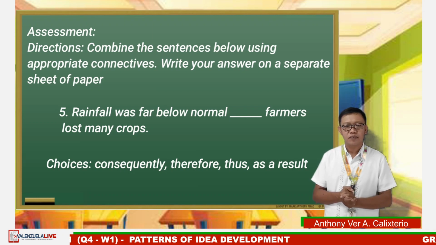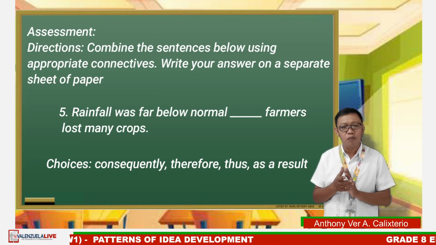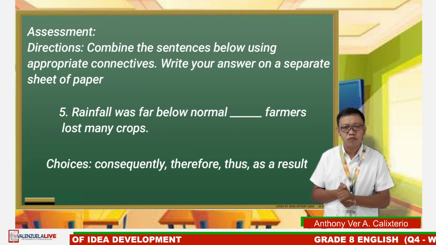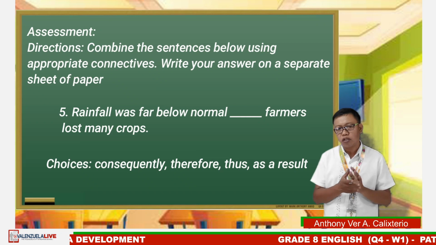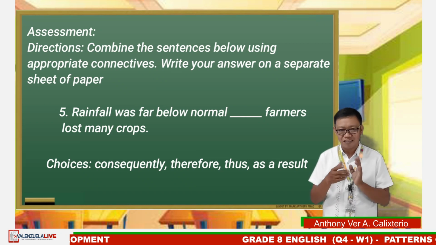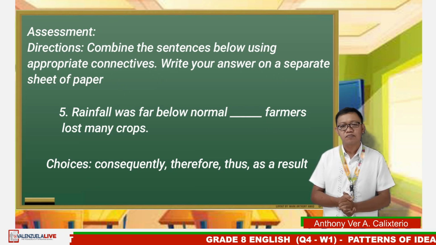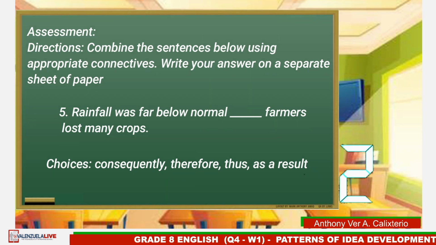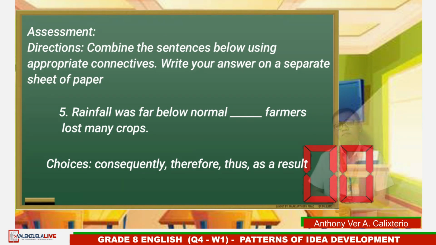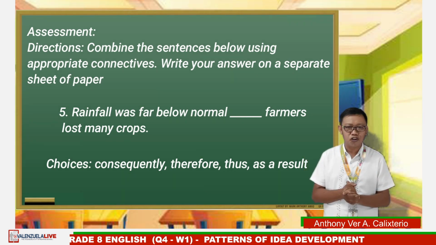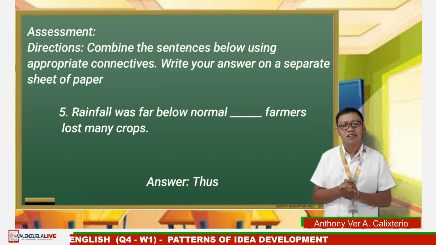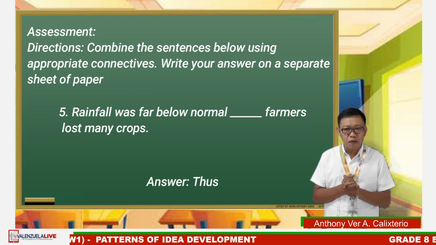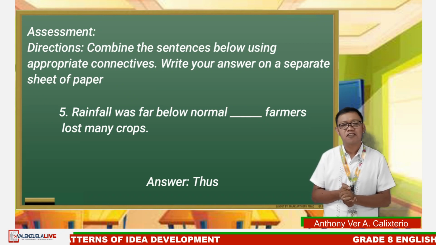Number 5. Rainfall was far below normal. Blank. Farmers lost many crops. Choices are consequently, therefore, thus, as a result. The answer is the word thus. Rainfall was far below normal. Thus, farmers lost many crops.